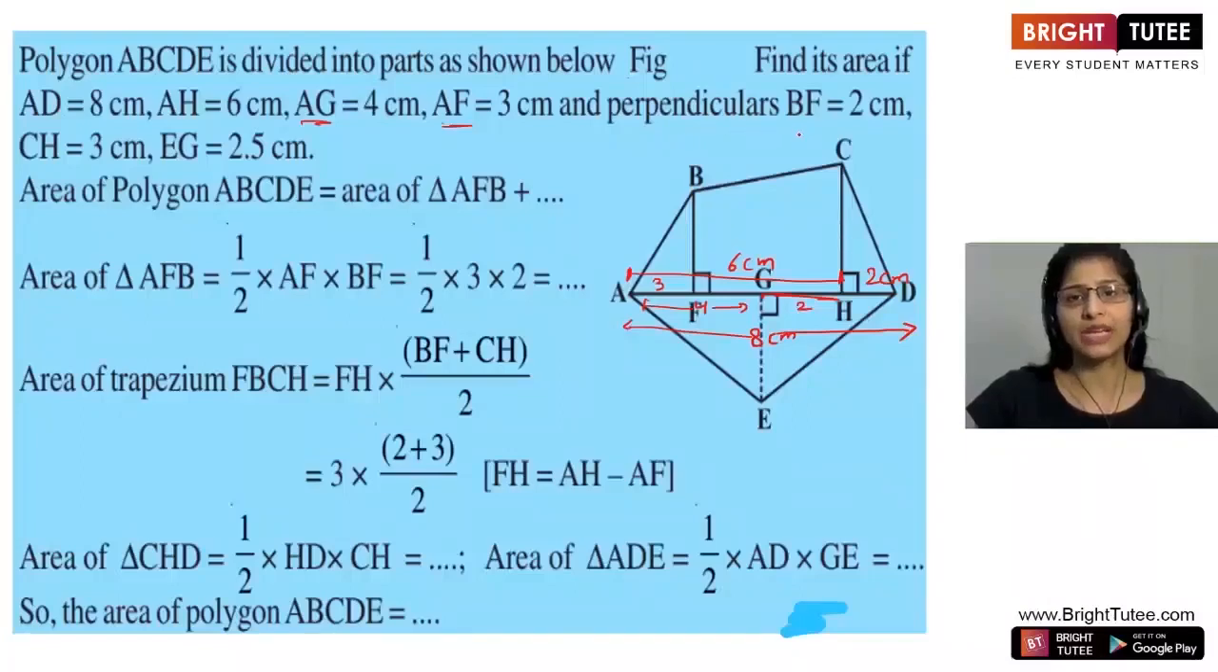Now the perpendicular BF is 2 centimeter, and the other one, CH, is 3 centimeter, and then we have EG, that is 2.5 centimeter. Right, we have been given the measurements of all.